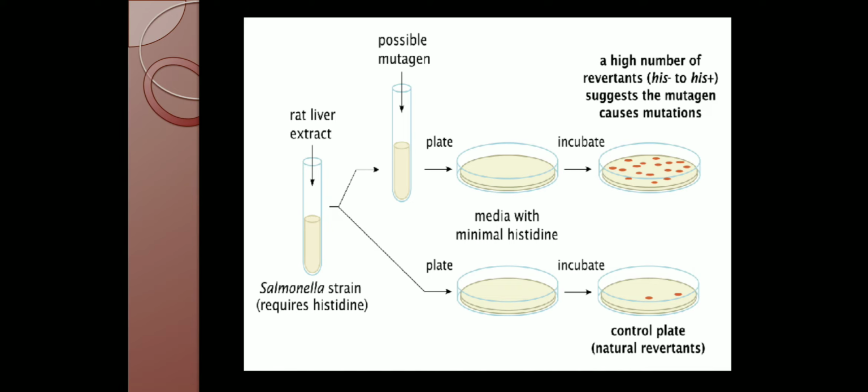Here we are going to perform the test, as well as use a control plate. So for the test, this is the procedure. We are going to take the organism which is in the liver extract. To this organism we are going to add the chemical compound. We are going to check whether this chemical compound is mutagenic in nature or not. So we add that chemical compound and inoculate it into the media with minimal histidine.